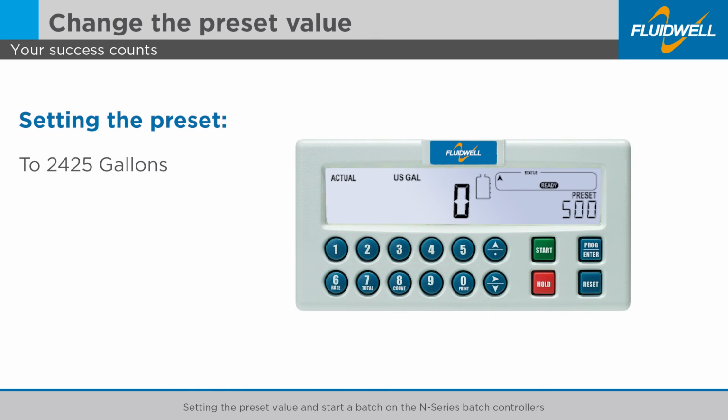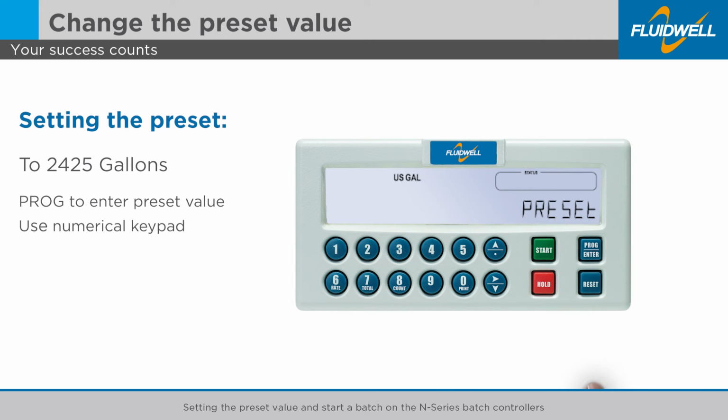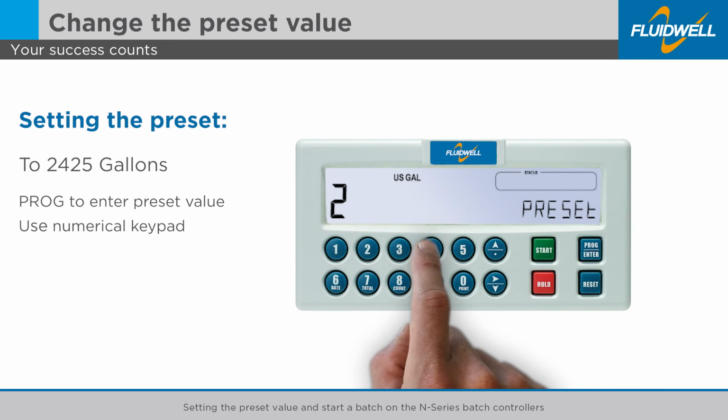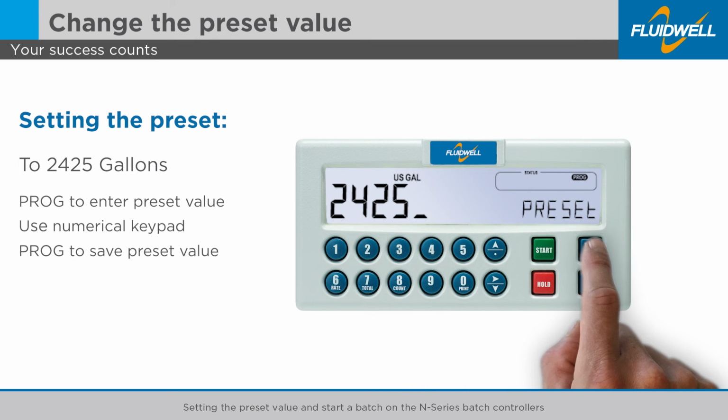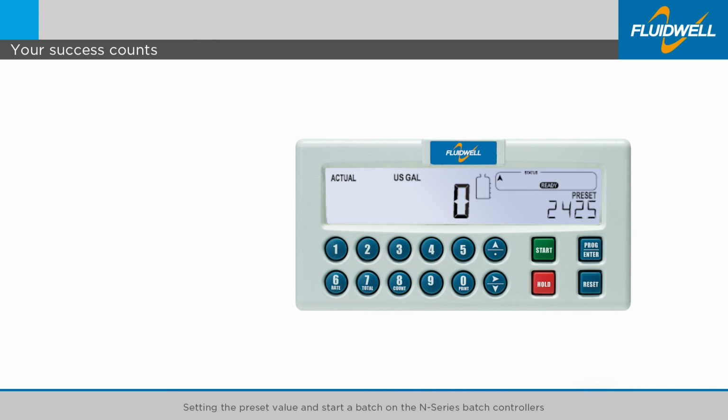For a different batch size, a different preset value is required. Press the Prog button once to enter the new preset value. Use the numerical keypad to enter the preset value. Press the Prog button to save the new value and return to the main screen.